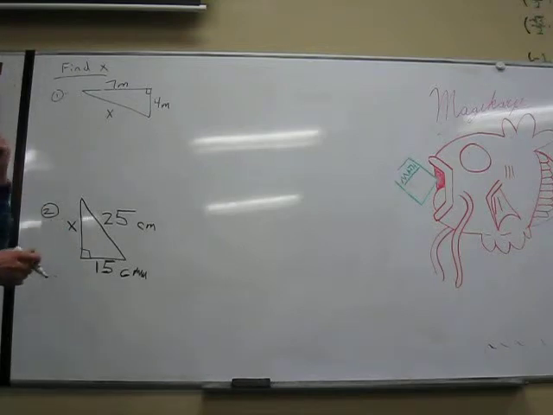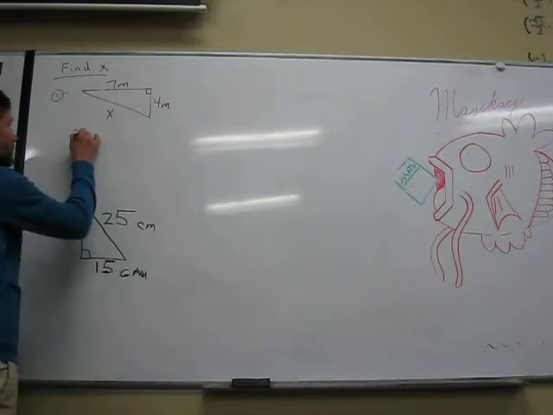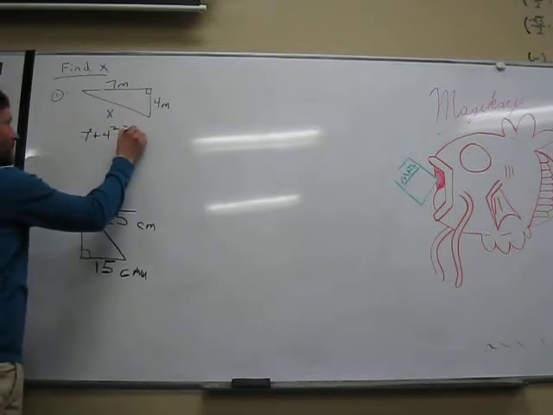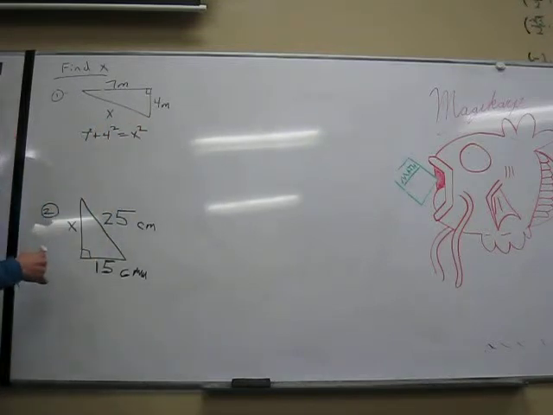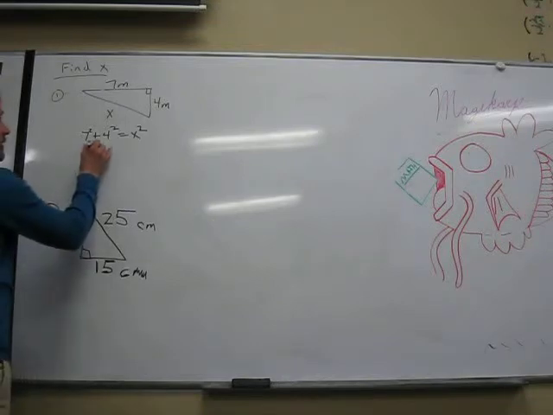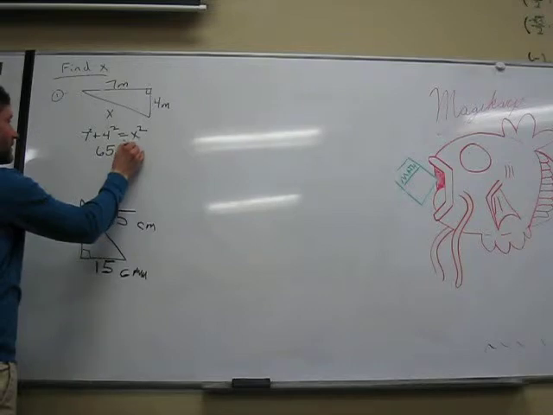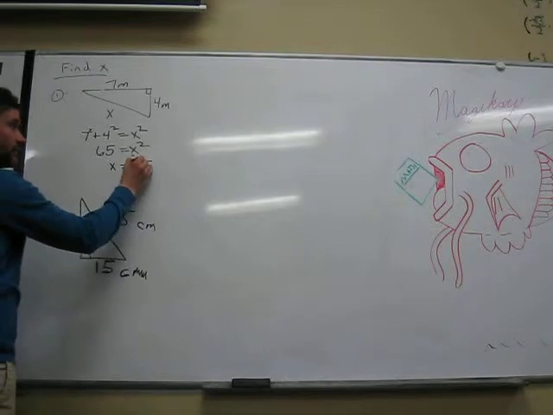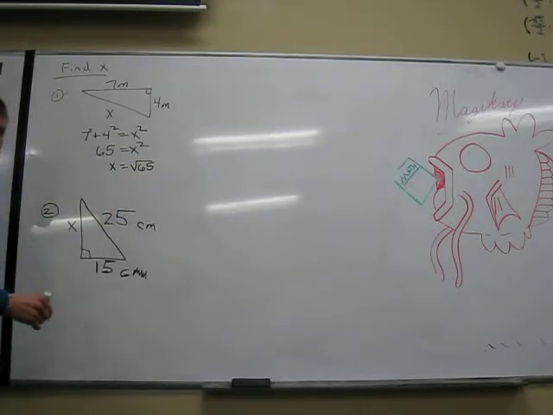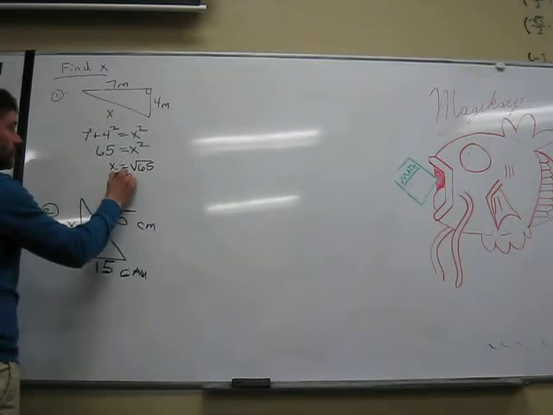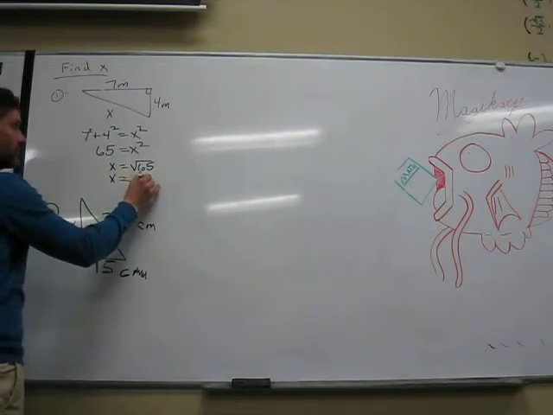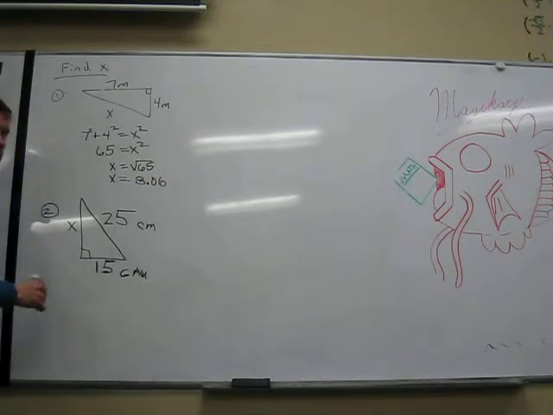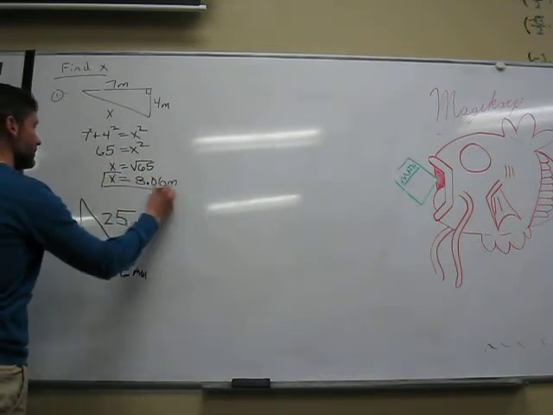All right, so for number 1, we set it up. Chris, what'd you set up? 7 squared plus 4 squared equals x squared. All right, so you got 49 and 16 is 65. So the simplest radical would have been square root of 65, and then decimal, 8.06 meters.